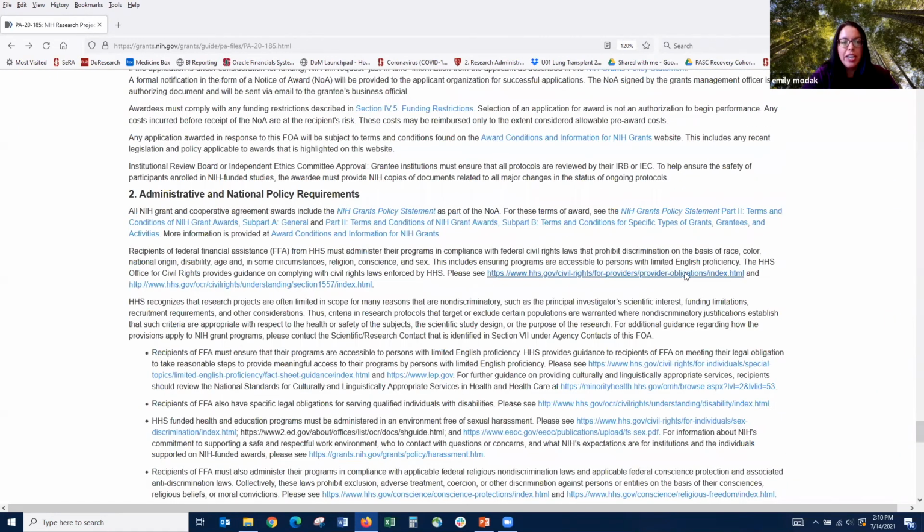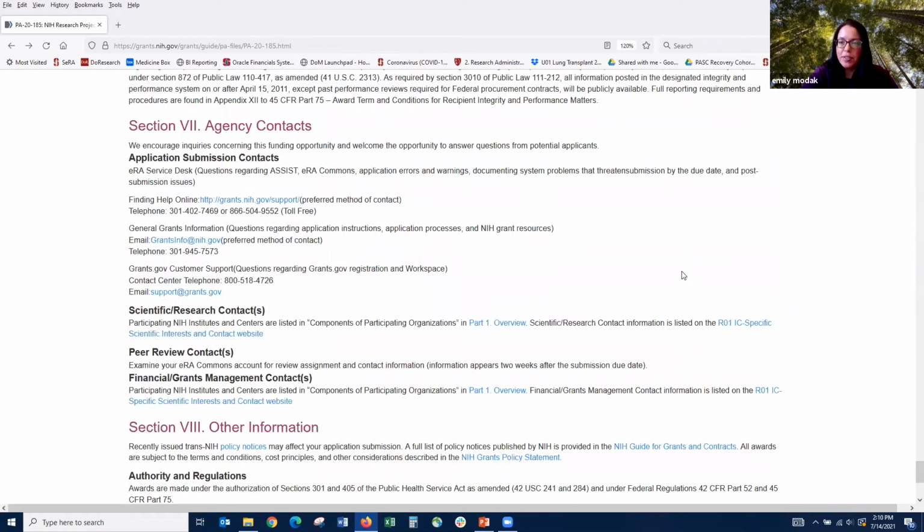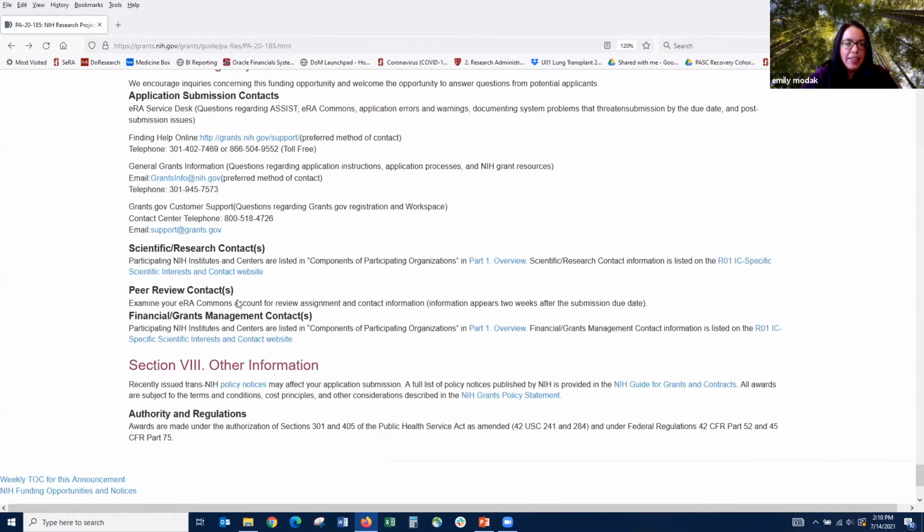There is information at the bottom. If your PI has a question and comes to you and says, who do I contact to ask whether this application might be allowable? It's got the information on the scientific contacts, the R01 IC specific contacts, the website, and then the financial contacts are here as well. Generally speaking, we would not go directly to NIH. We need to make sure we're working through our institutional officials. We research administrators do not contact NIH directly. However, the PI does have the option of contacting their scientific counterpart at NIH to ask a scientific question.